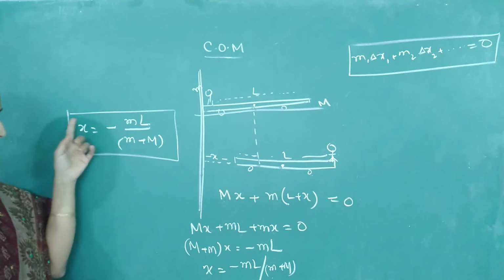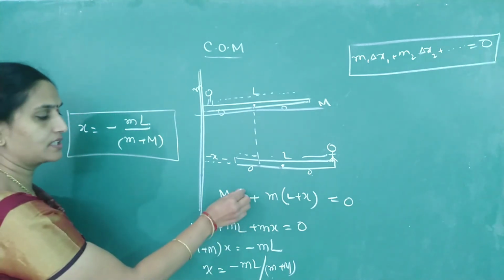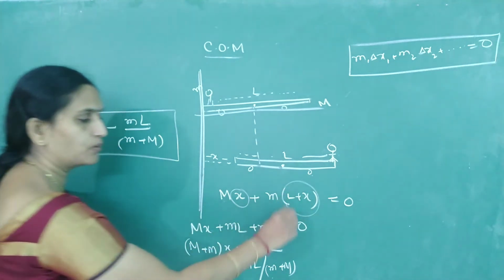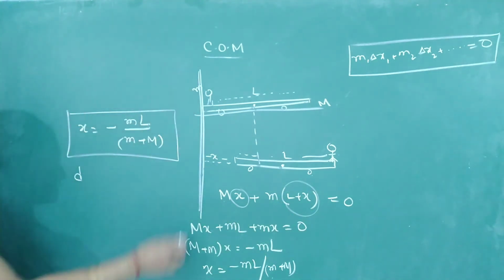So once you get this value of x, they may ask you what is the displacement of the plank, that is x. How much is the displacement of the boy with respect to the reference line?